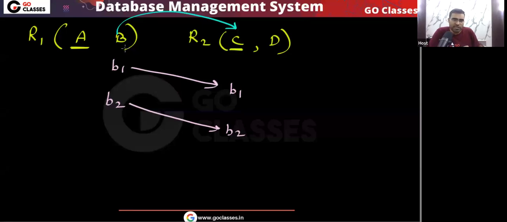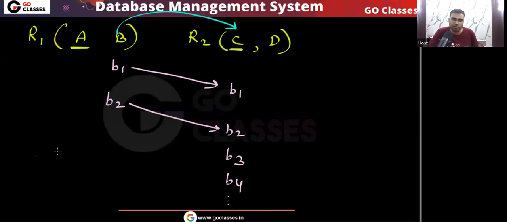So referential integrity simply means that every value in this column b should be here. Remember, there can be extra. For example, you can have b3, b4. These things can be extra. In this column C, you can have extra. But every value that you have here should also be here.